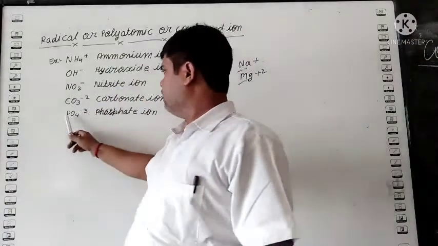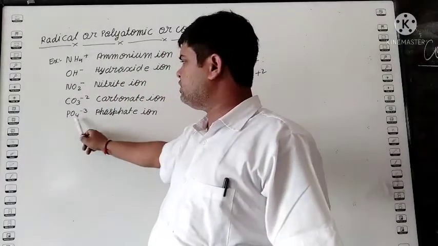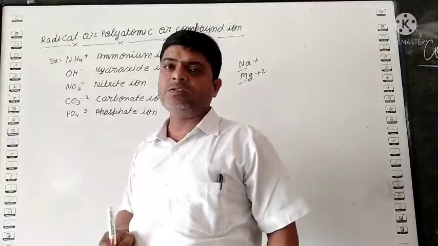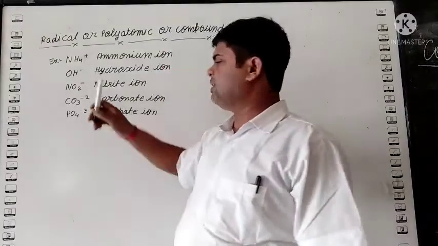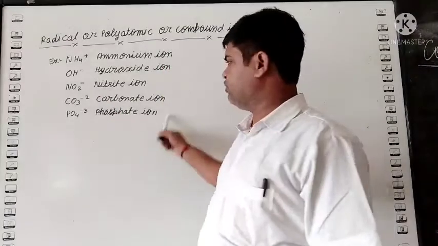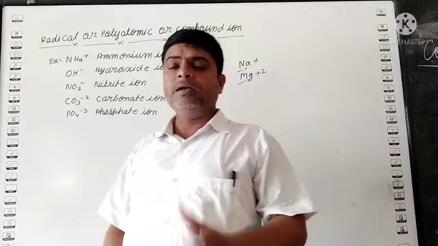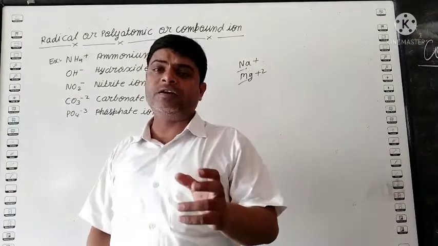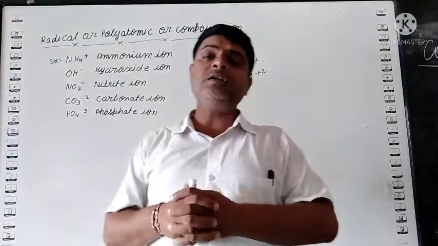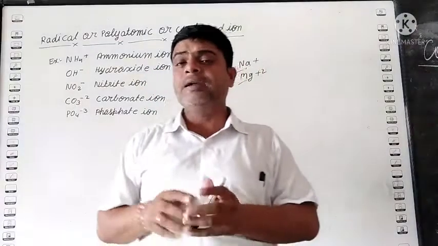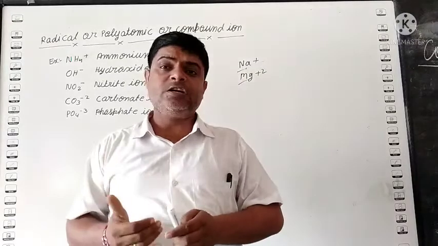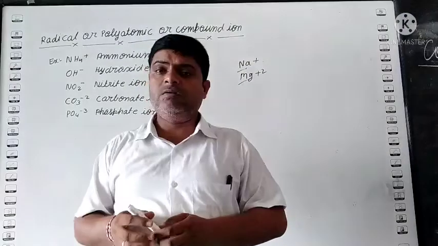Similarly, students, see phosphate, 1 phosphorus and 4 oxygen, which contains a -3 charge. So it is the phosphate ion. So remember students, a group of different types of atoms which contains a positive or negative charge is known as a radical, polyatomic, or compound ion. Okay students.